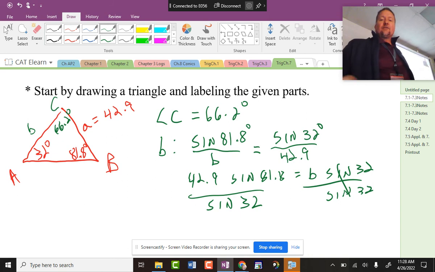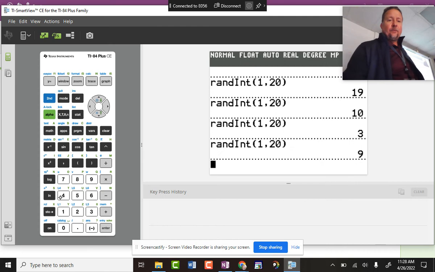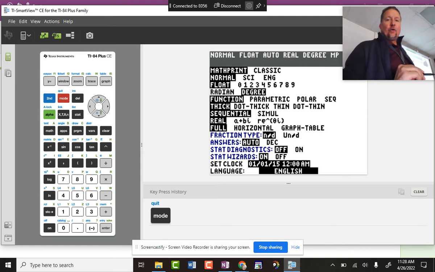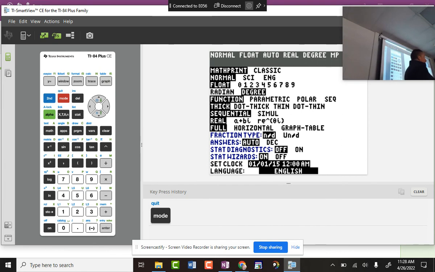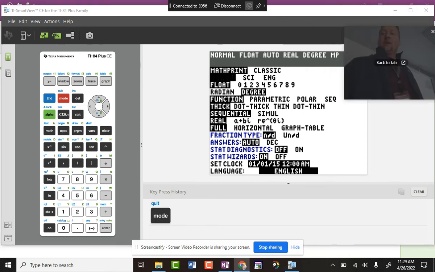I'll give them the answer there. And then that's what you type on your calculator. So 42, wait a minute. Mode, am I set up? Yes or no? Am I in the right mode? 3, 2, 1, go. Yes, it's in degrees. You've got to make sure you are, though. It's not about me. It's about you. So I am in the right mode.